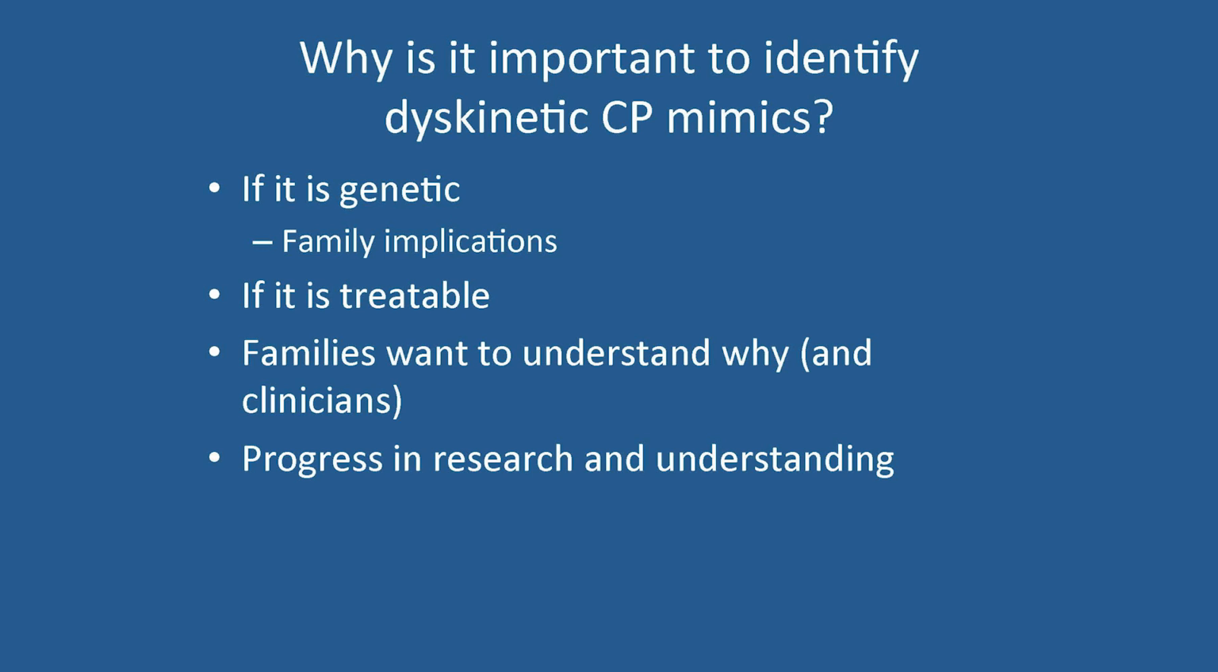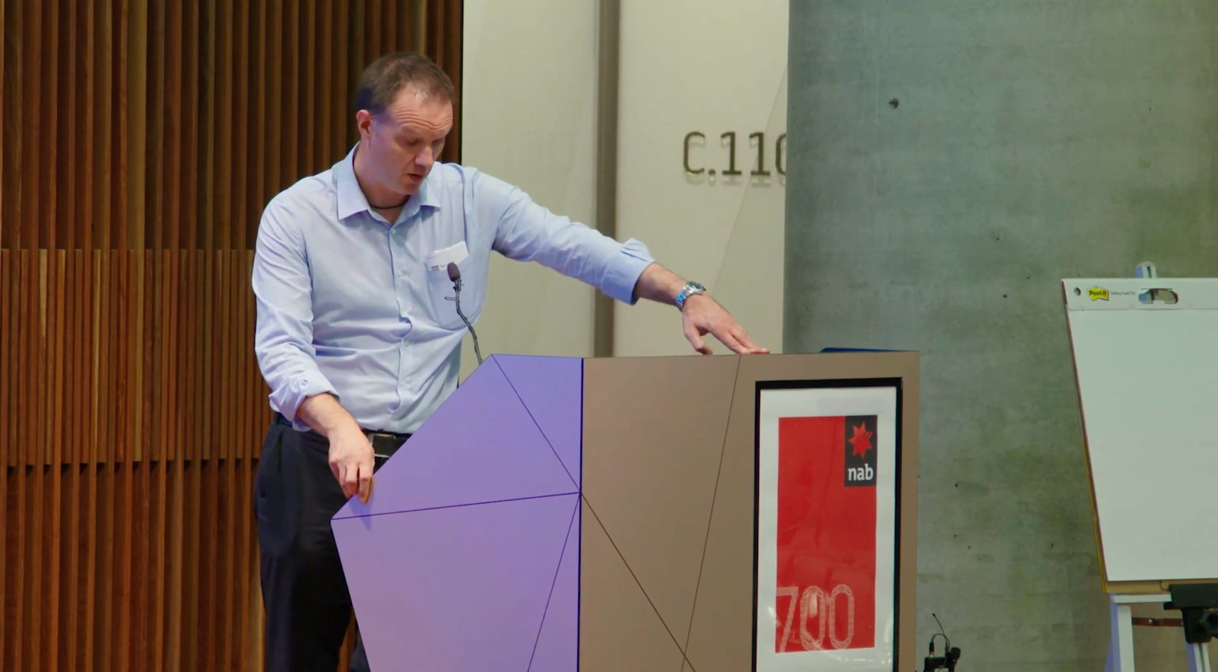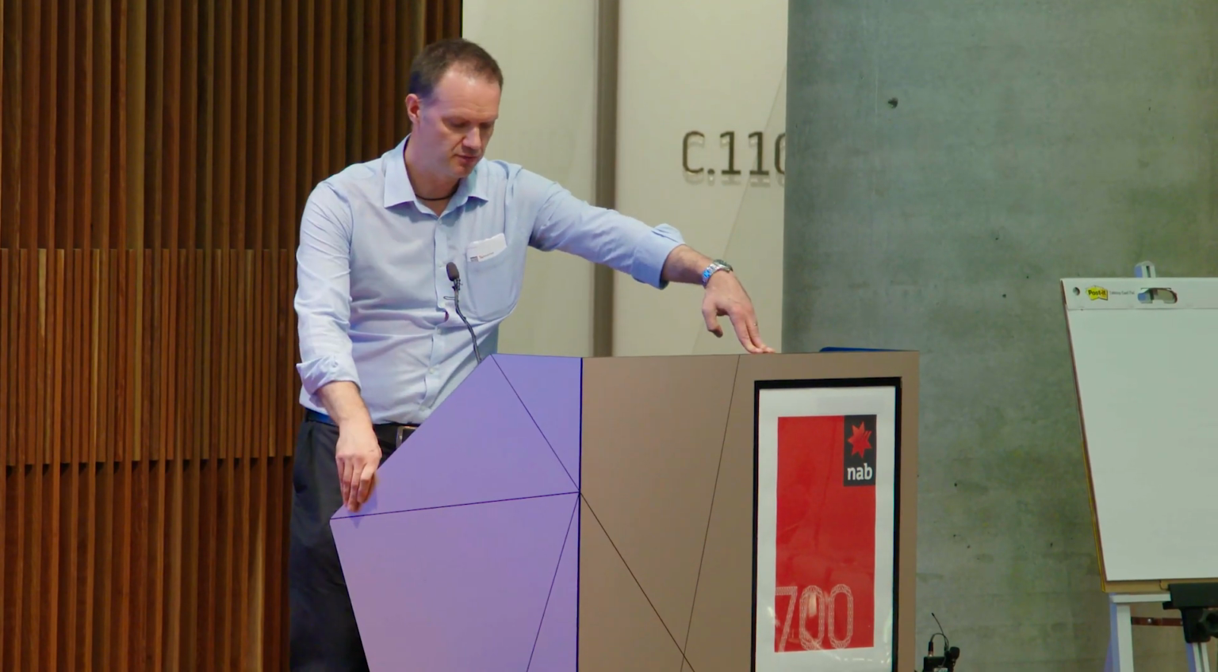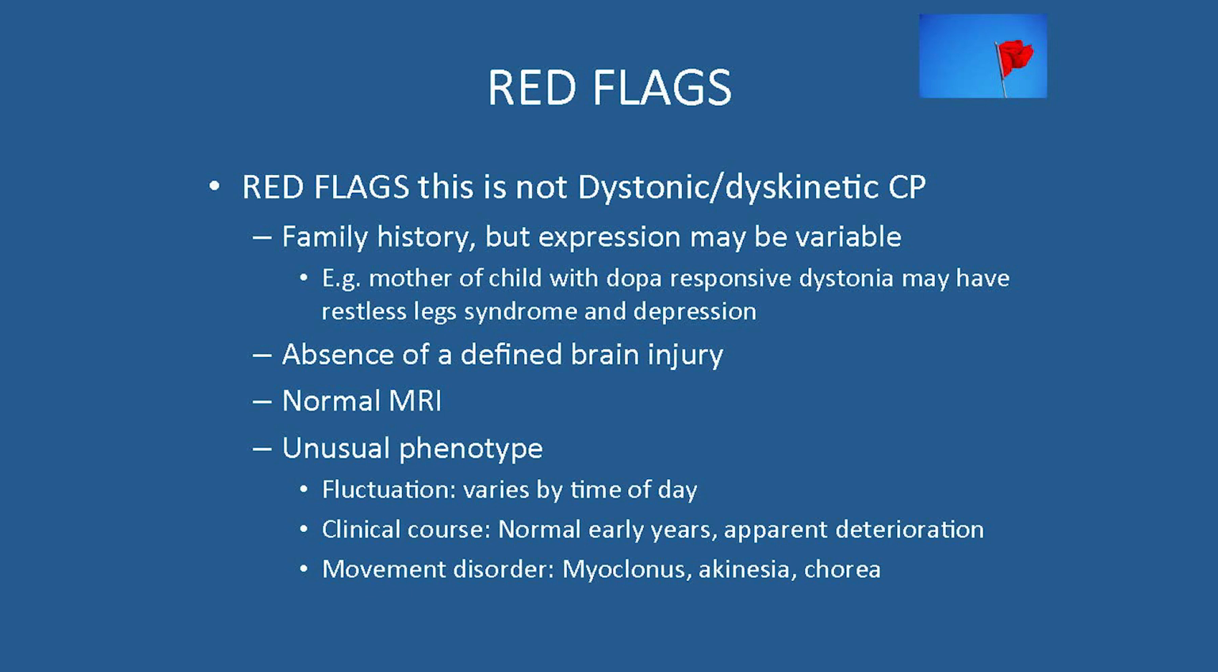As you could hear in David's talk, there are many, many unanswered questions, and we often can't answer the fundamental questions for our families, and then improving our research and understanding. So here are some red flags that this is not your typical dystonic CP. If there's a family history, that is suggestive of a genetic disorder. However, that family history may be variable, so you may get different phenotypes. Some patients with a DOPA-responsive dystonia have a parent with a subtle dystonia or restless legs or other symptoms.